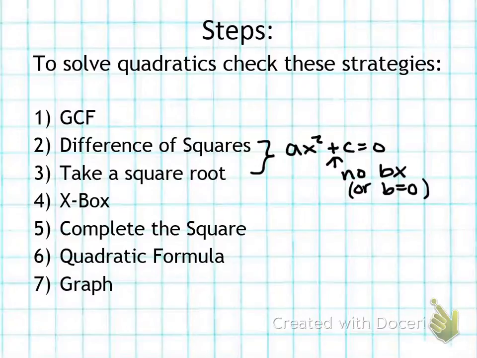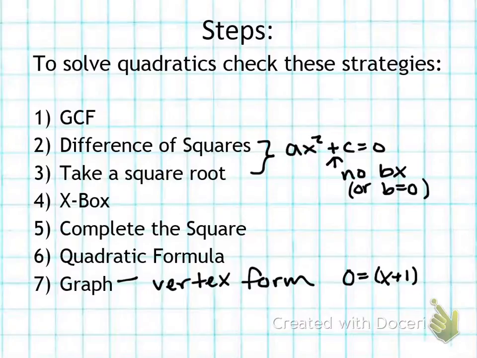And then graph, we kind of just want to use if it's already in vertex form. So if it looks something like this, for example, you would want to graph then. You set that equal to y, and then you're looking at where it intersects the x-axis. That's where it's equal to 0. So go ahead and make sure you have these written down, and I would add these little notes in so that you know. Up to you, though.